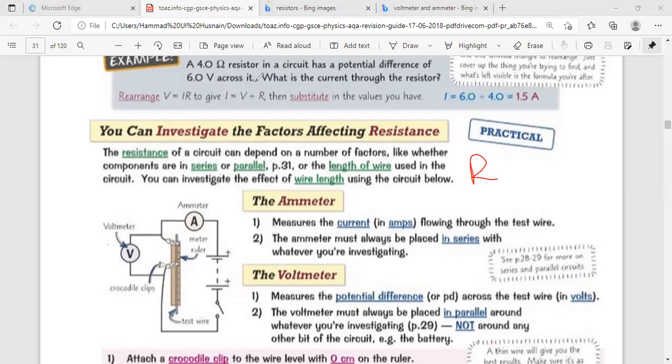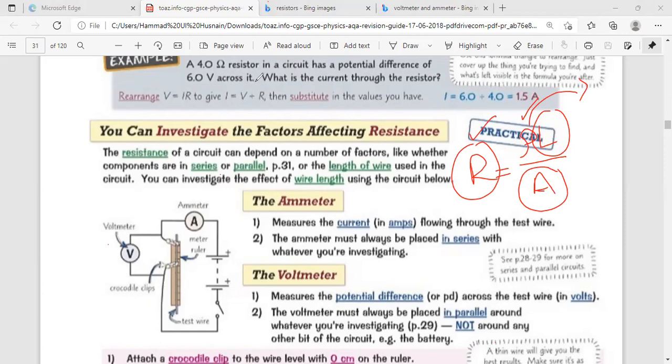We have a formula, you need not remember it, it's just for your knowledge. R is equal to rho L by A. This is resistance, this is resistivity, this is the length of the wire, and this is the area of the wire. So the resistance of that wire depends on the resistivity. Basically, resistivity is the property of the material from which the wire is made.